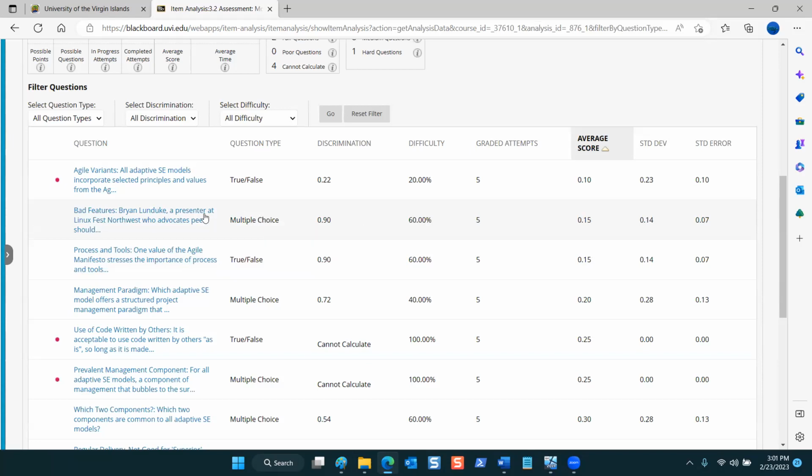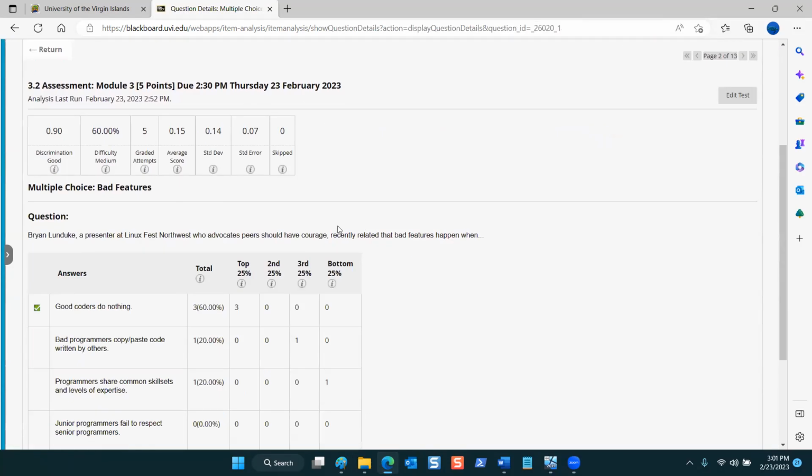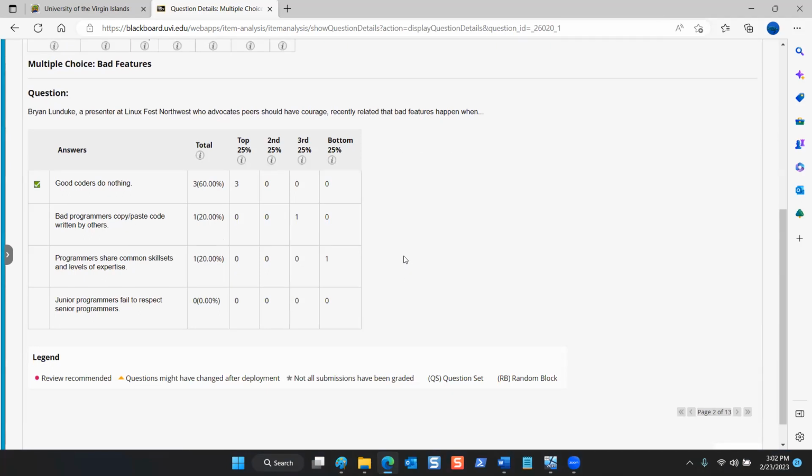All right, a multiple choice question proved a challenge for students. Brian Lunduk, a presenter at Linux Fest Northwest who advocates peers should have courage, recently related that bad features happen when, and yes, if you caught a glimpse of that video, he said good coders do nothing. So that's in the references or resources folder of the Module 3 resources.